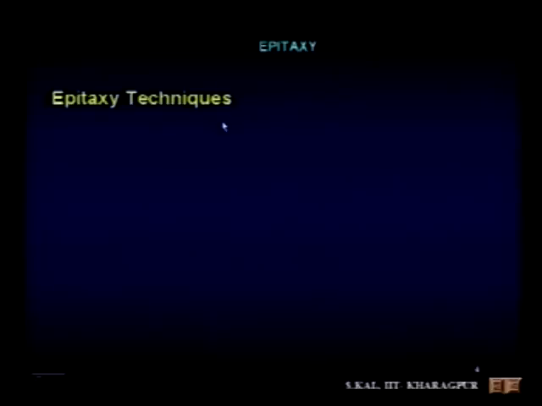What are the various techniques by which we grow epitaxy? And broadly those techniques are four. One is known as vapor phase epitaxy, which is abbreviated as VPE. Then it will come liquid phase epitaxy, LPE. Then comes solid phase epitaxy, SPE. Then come molecular beam epitaxy, MBE. So, these are broad 4 categories, and we will discuss one categories in detail.